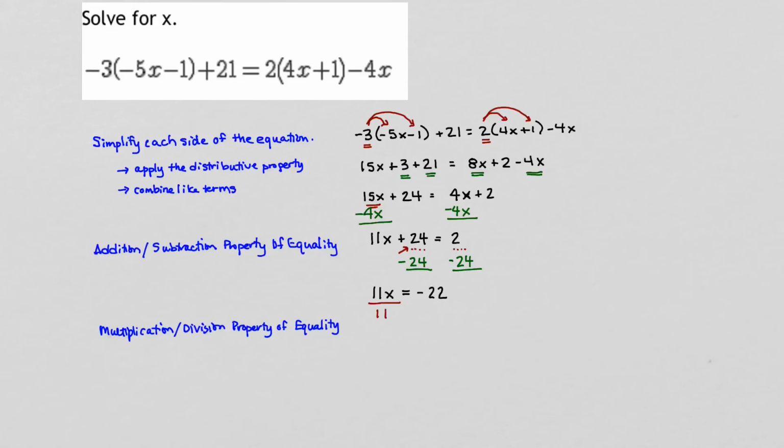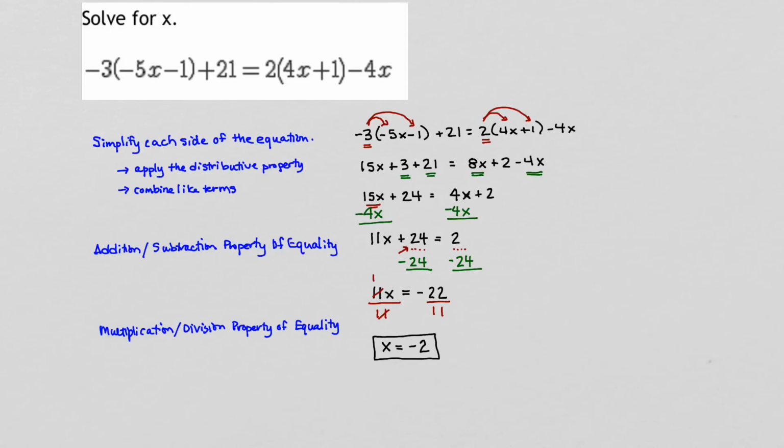When I divide the left side by 11, the 11 divided by the 11 will cancel each other out and leave me just x on the left side. However, the property of equality states that we're going to have to do whatever we did on the left to the right, and that means we're also going to divide by 11 on the right side. Simplifying, that gives me just x on the left, and negative 22 divided by 11, which is negative 2 on the right. This means the solution to our equation is x equals negative 2.